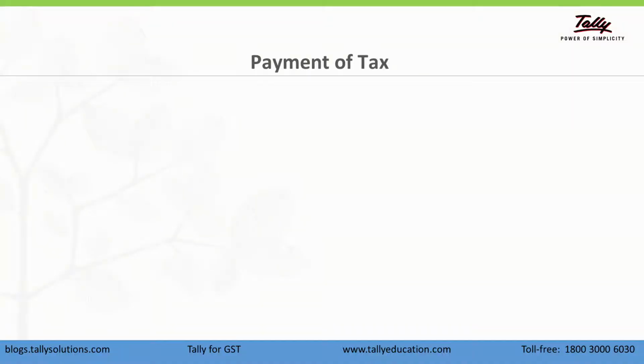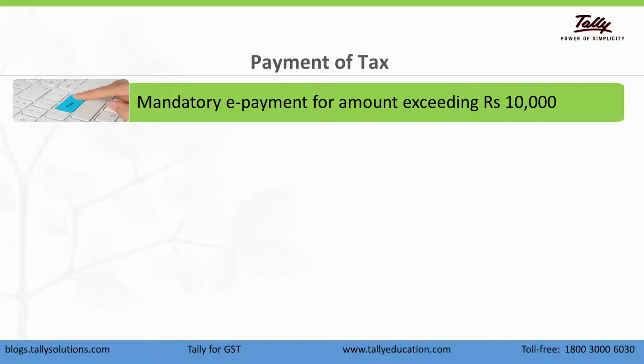We have just seen the return filing process and learned that on 20th of every month, tax due has to be paid to the government. How can this tax due be paid to the government? It is mandatory to do an e-payment if the tax payment is more than Rs 10,000.